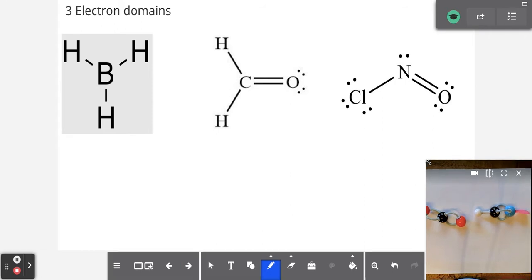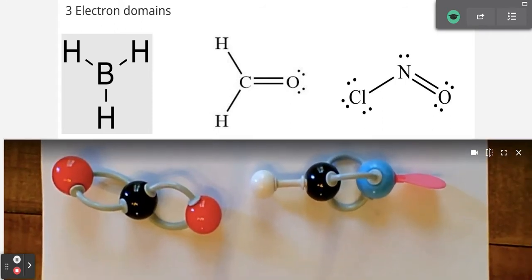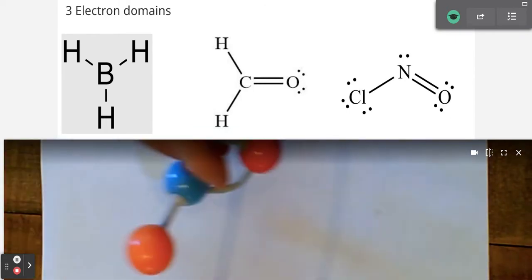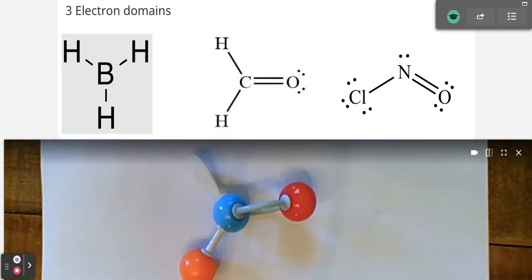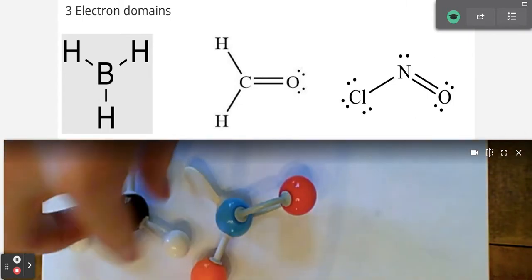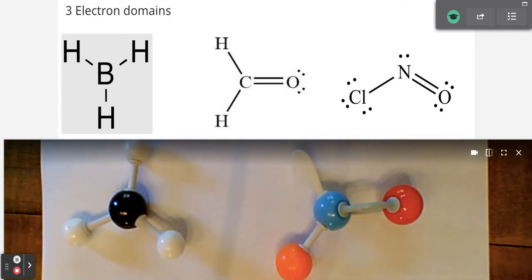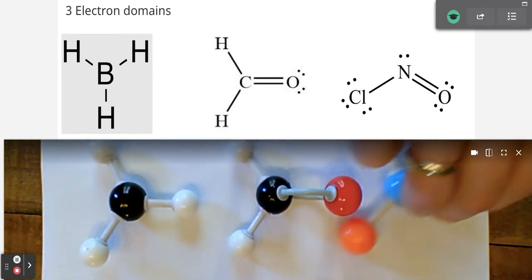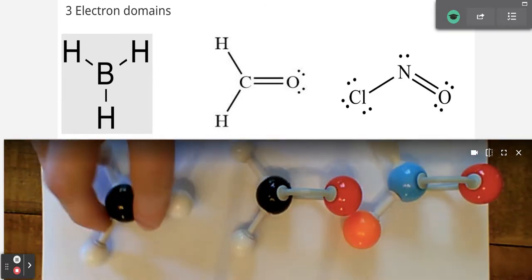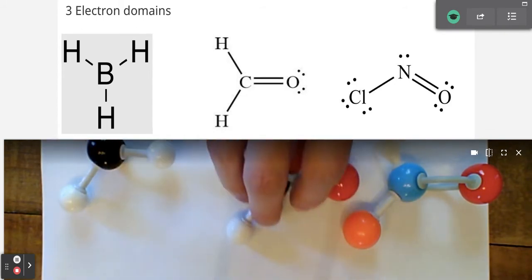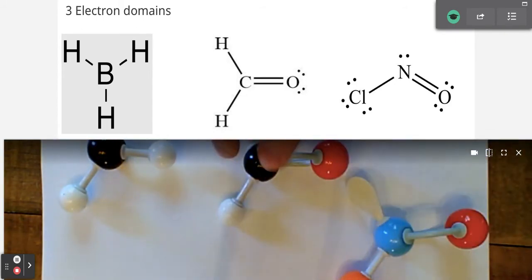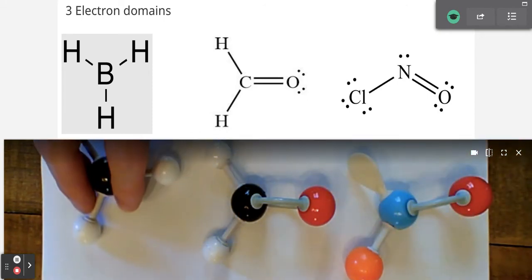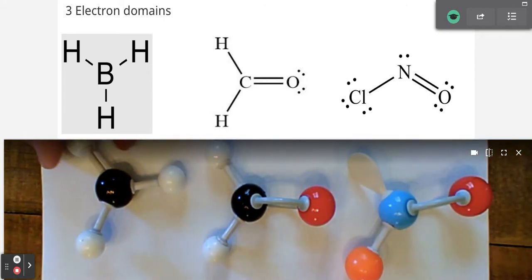How about if there are three electron domains? Well, we're going to go with BH3, and we're going to go with CH2O, and we're going to go with NClO. All right, here they are. Now, in the previous case, you saw in the example the 180-degree bond angle, but here, these are definitely not 180-degree angles as I move these into place. These are not 180-degree bond angles.